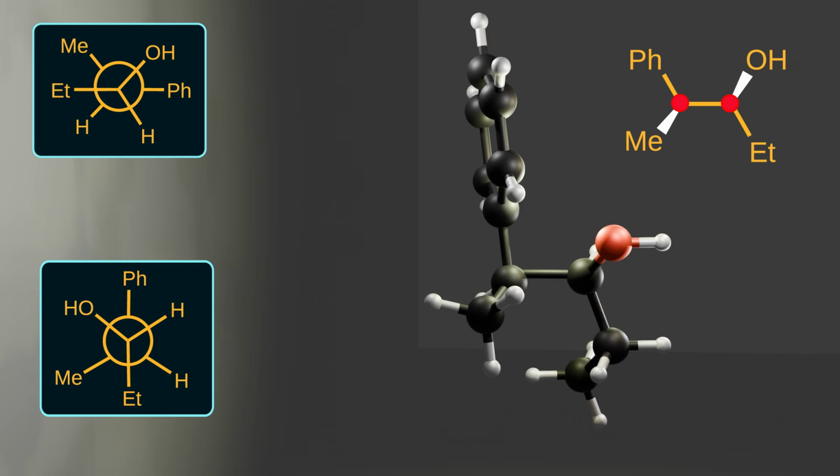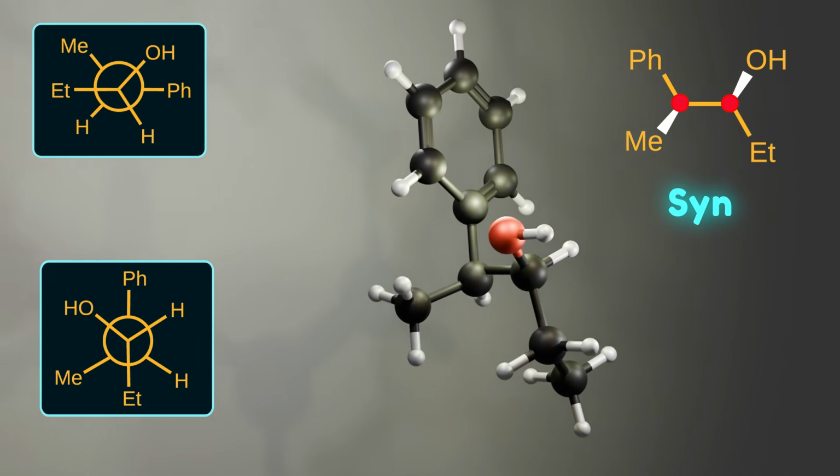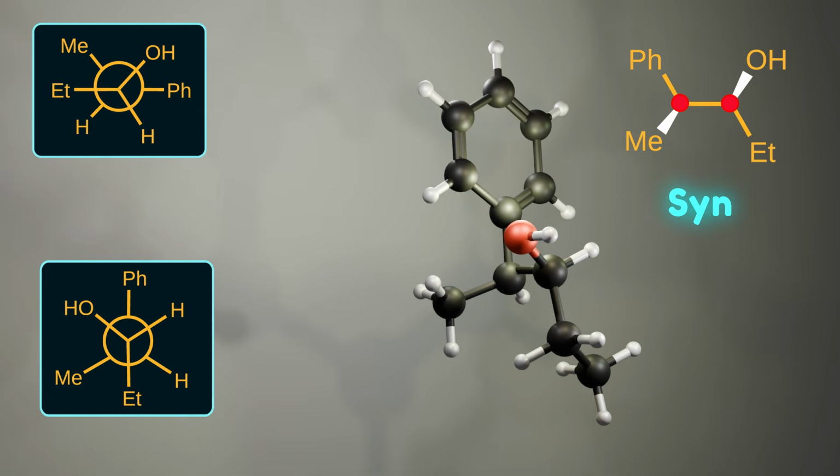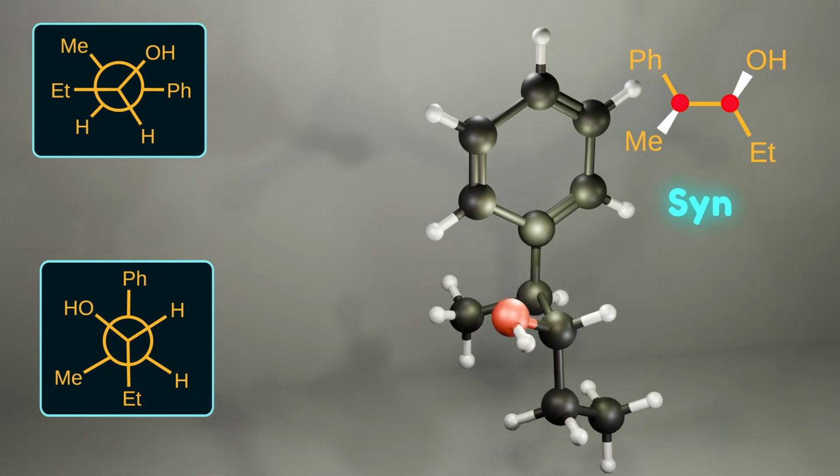As you see, the methyl group and the hydroxy group are on the same face, so we can say that the syn diastereomer is a major product. By using this approach, we can answer any question, but notice that you should do all of these steps in your head.